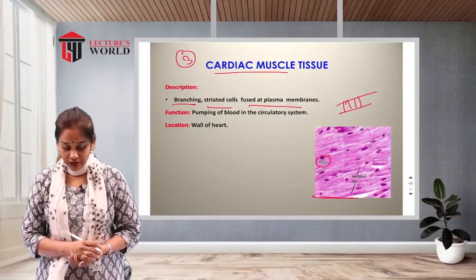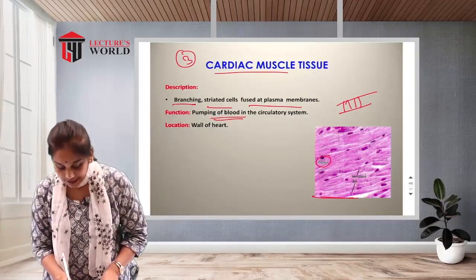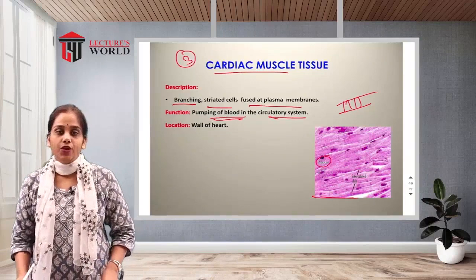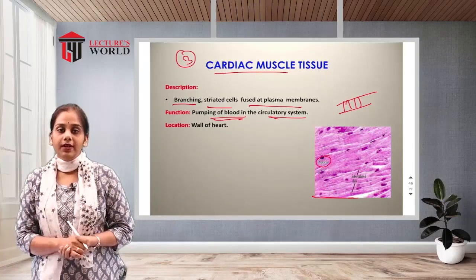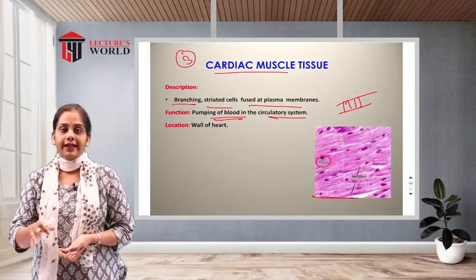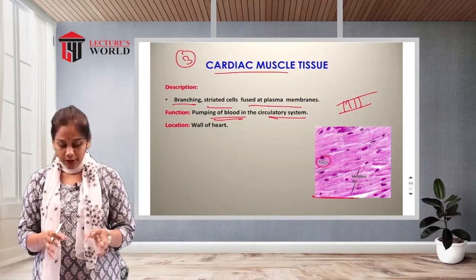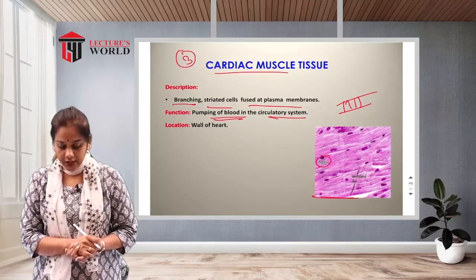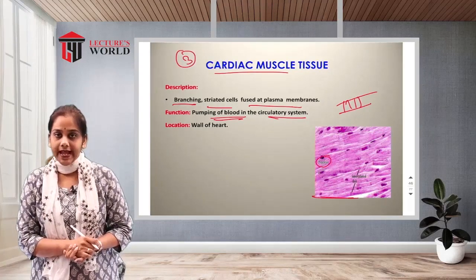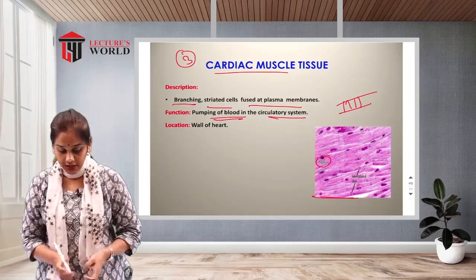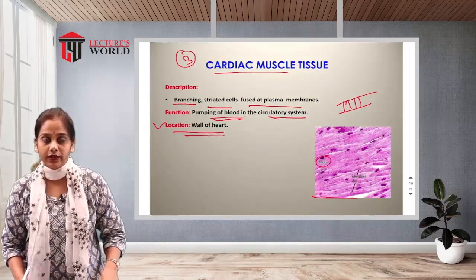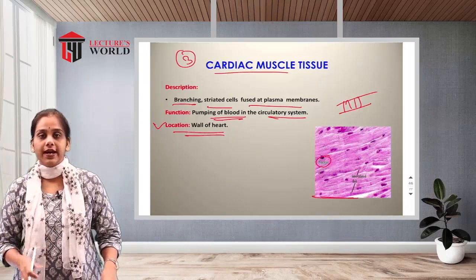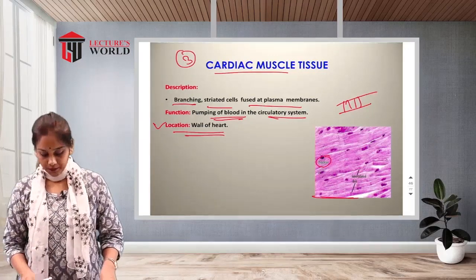What is the function? Pumping of blood into the circulatory system. In the whole circulatory system there is pumping and transportation of blood, carrying oxygen. All these functions occur in the circulatory system, and there is cardiac muscle tissue. Where is it located? In the wall of the heart; in the heart wall there is cardiac muscle tissue.